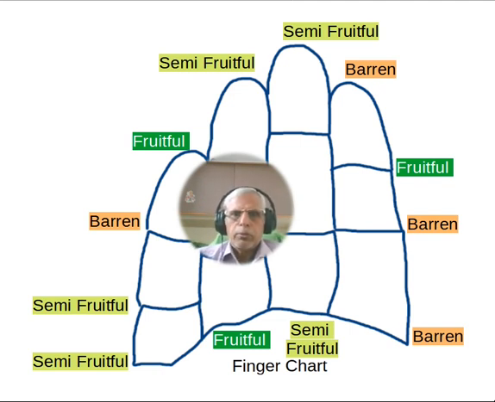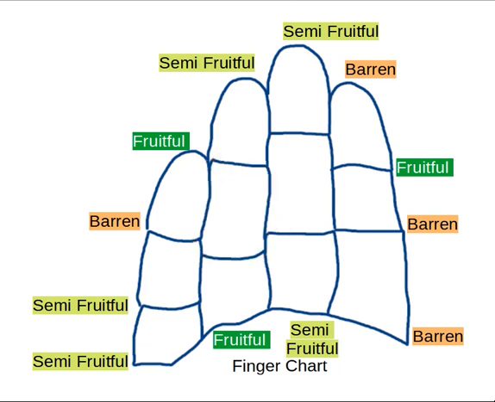Today in this short video, we are going to discuss the fruitful, semi-fruitful and barren signs. Some of the ideas I will narrate now. Fruitful signs: observe the green colored ones, these are the fruitful signs. Semi-fruitful signs: observe the transparent green colored ones, these are the semi-fruitful signs. The remaining, the orange colored ones, the four signs, are barren signs.